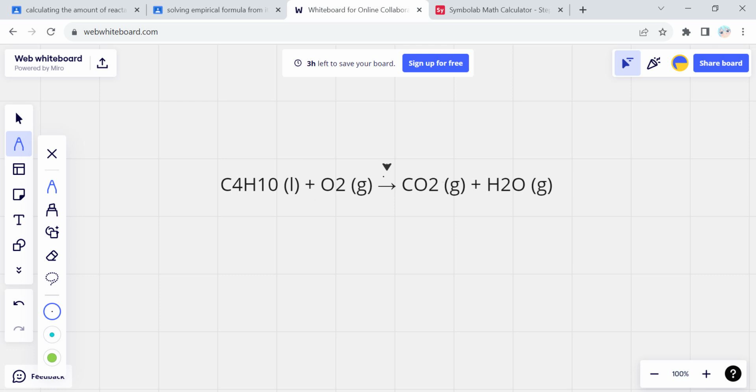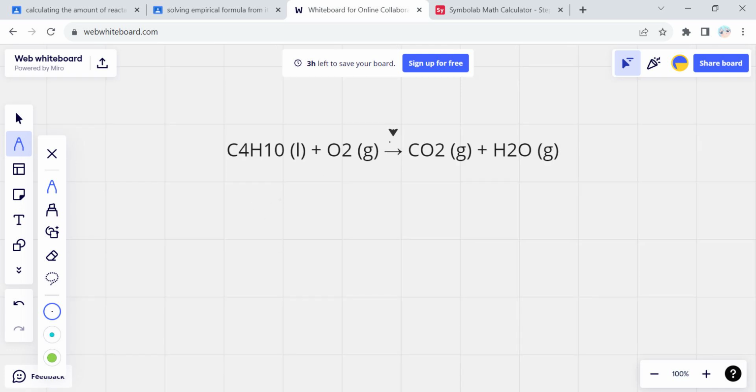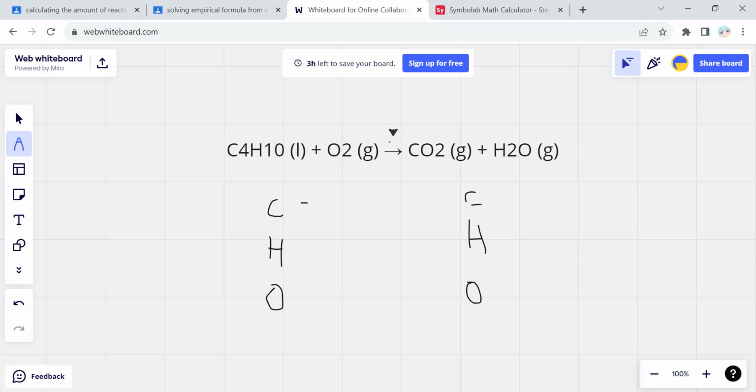I actually balanced this a while ago, but to give you an idea of how I balance it, we're just gonna put C, H, and O here, as well as C, H, and O here. As you can see, you can skip this part if you already know how to balance it. But for those who are struggling, this is basically what I do.